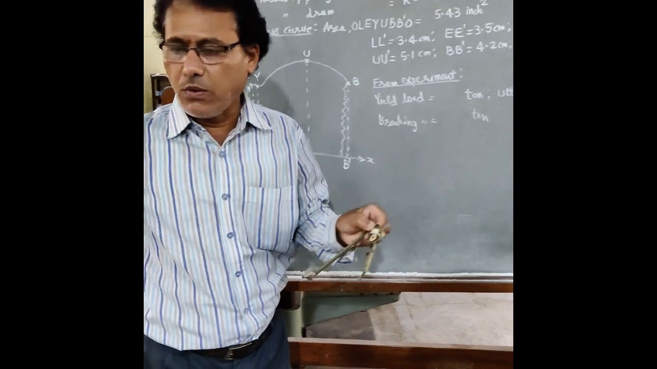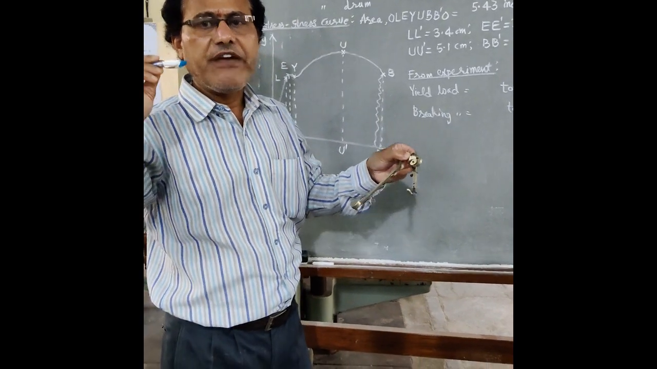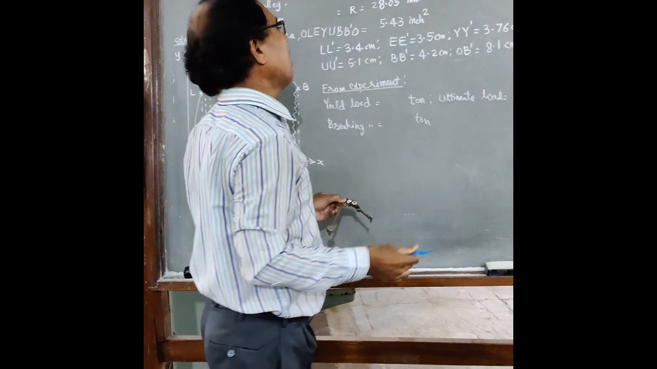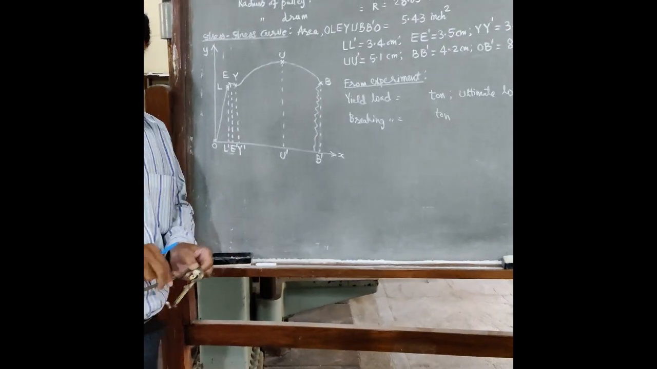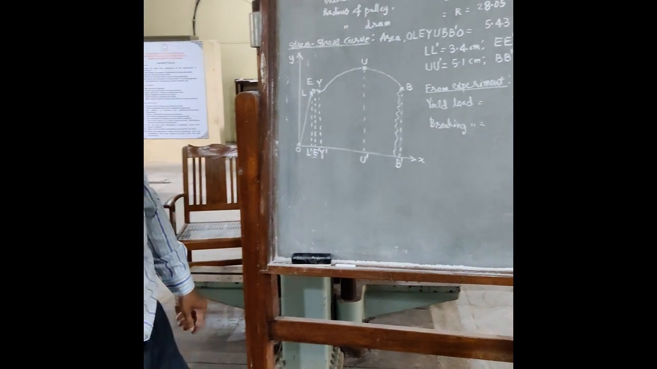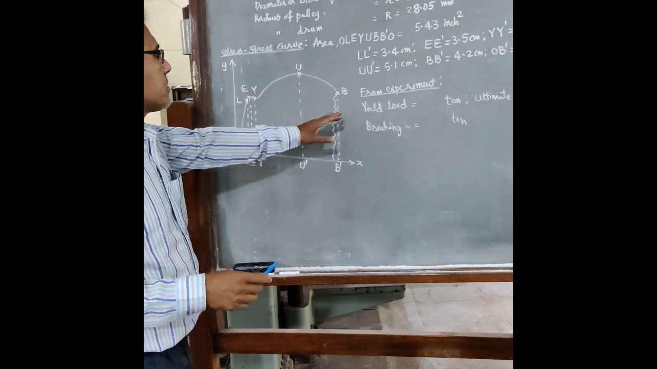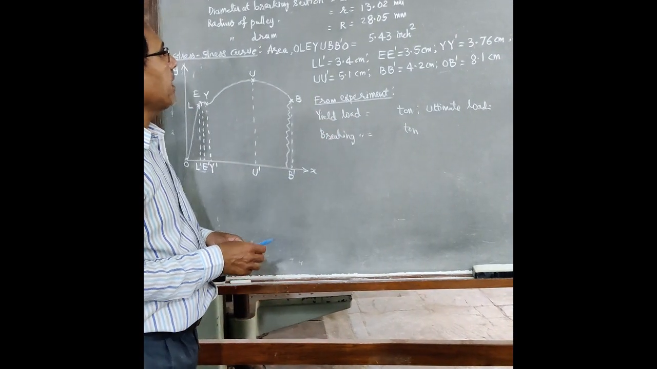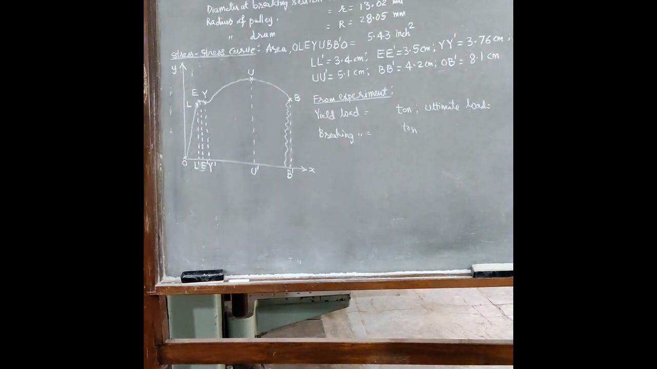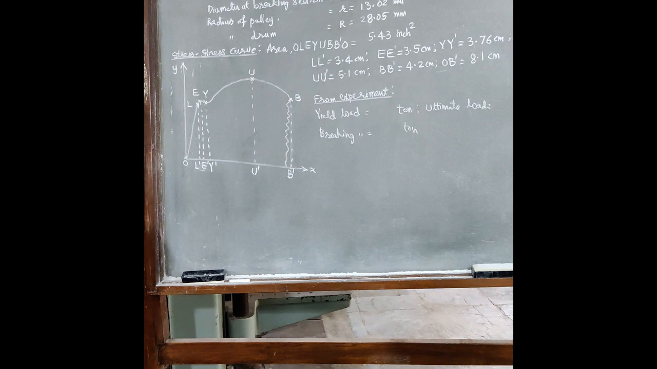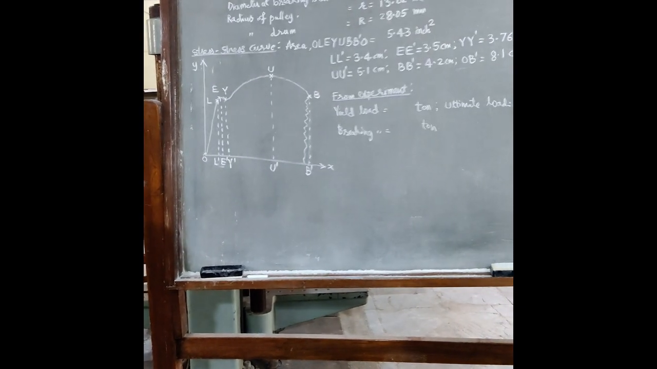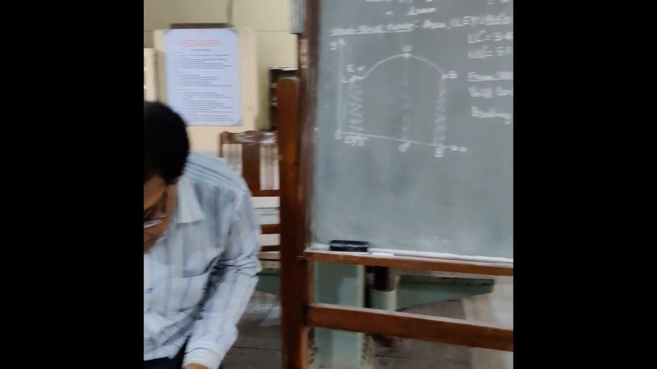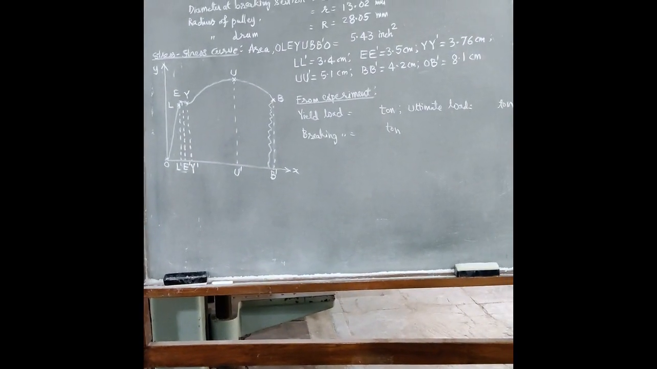Most of the apparatus in our laboratory are in FPS units, right? Therefore, once I note all this in inches square, you can convert that into centimeter square, right? And these loads are already noted down, right? Yield load, ultimate load, breaking load, right? Then let me note down those loads also. Now you can do the rest of the calculations, student, right?